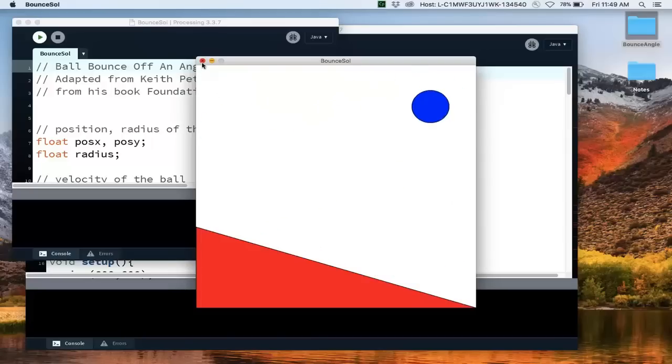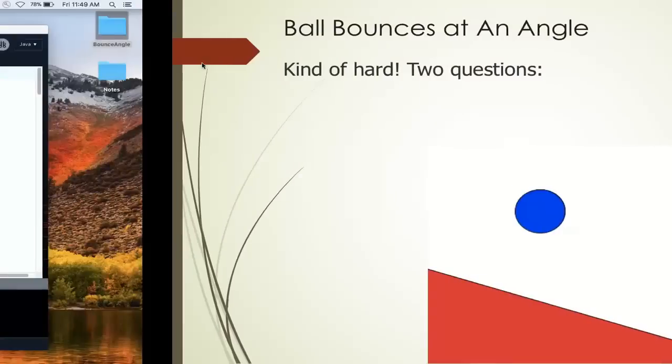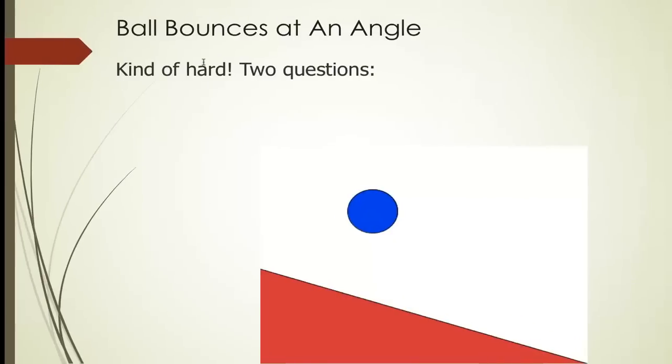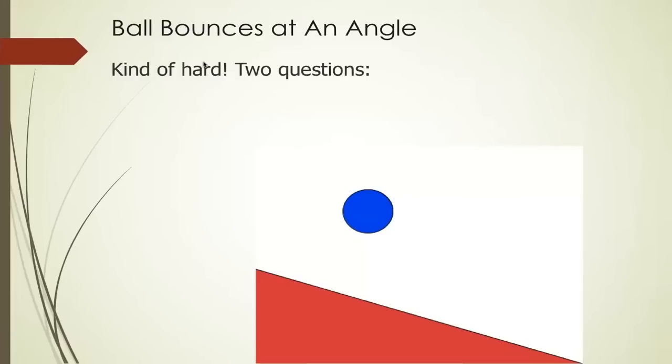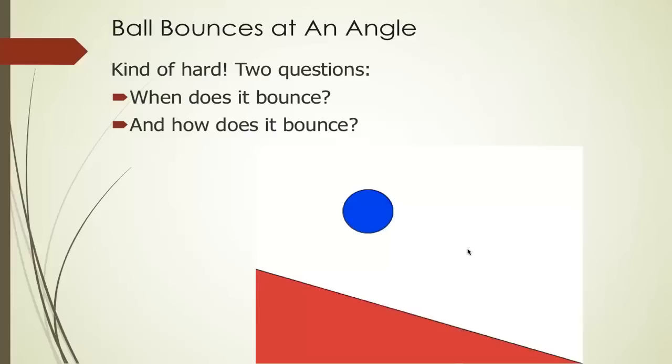So let's talk about how to write this program. So let me close that. Okay, so it seems kind of impossible that this works. One of the things that makes it hard is that the ball is bouncing in a different direction. There's an angle to the incline here too, and so it seems like we want to answer two questions. One question is, when does it bounce? And the problem is that we don't know when the ball is going to hit it. It might hit it up here or down here, so we've got to figure out when it hits the incline. Then we've got to figure out, once it hits the incline, how does it bounce?